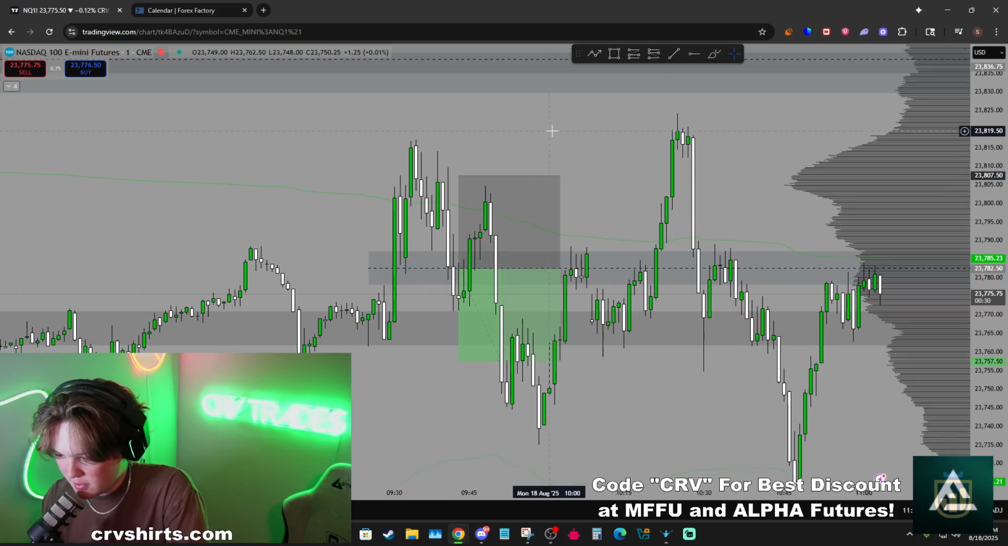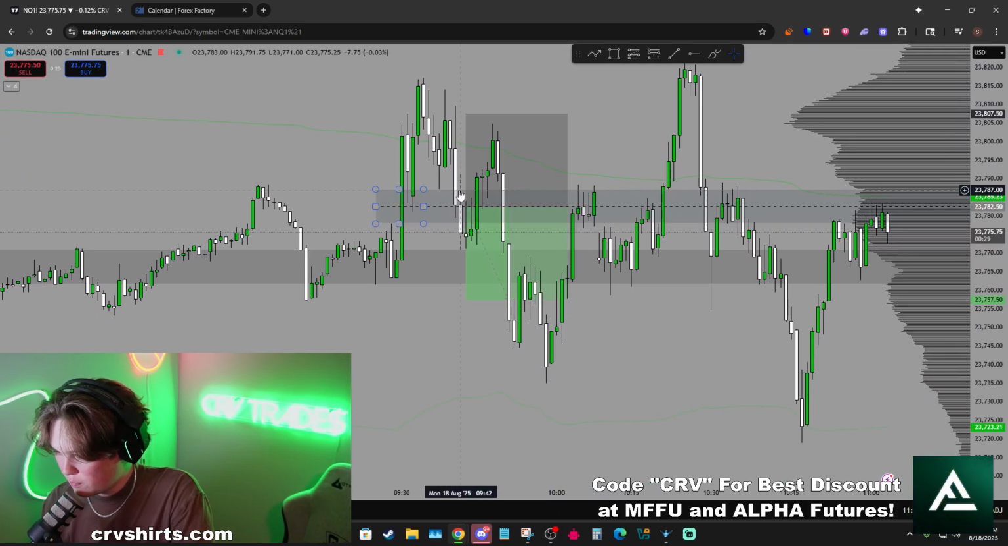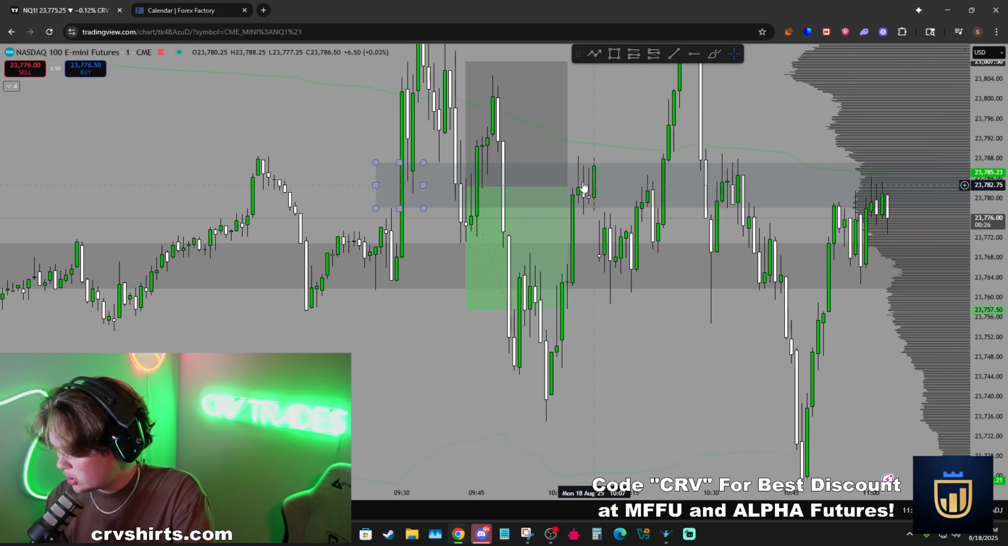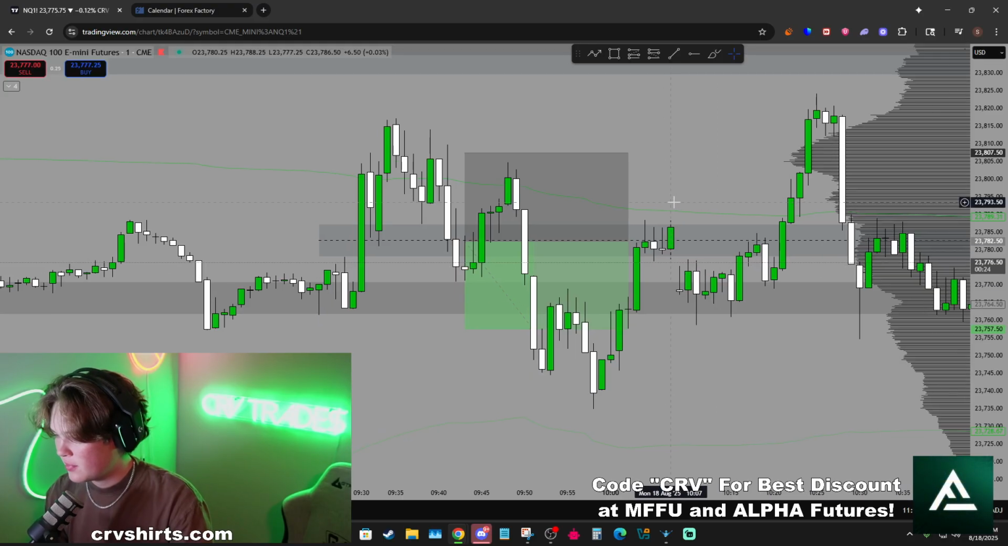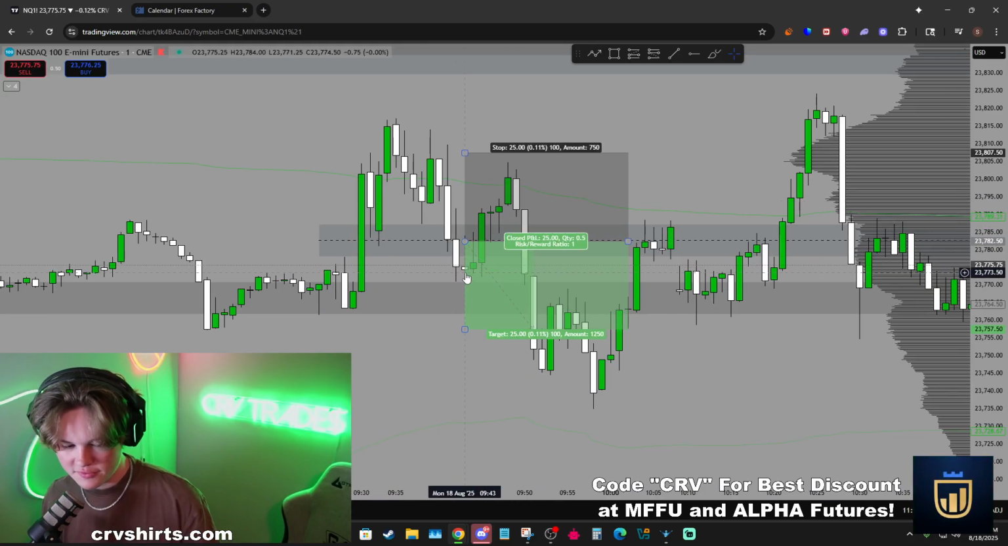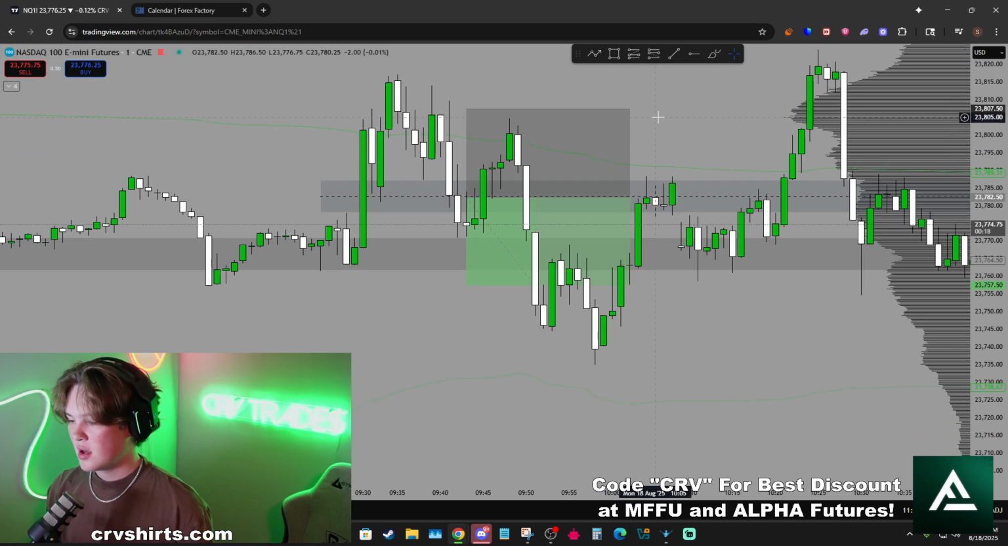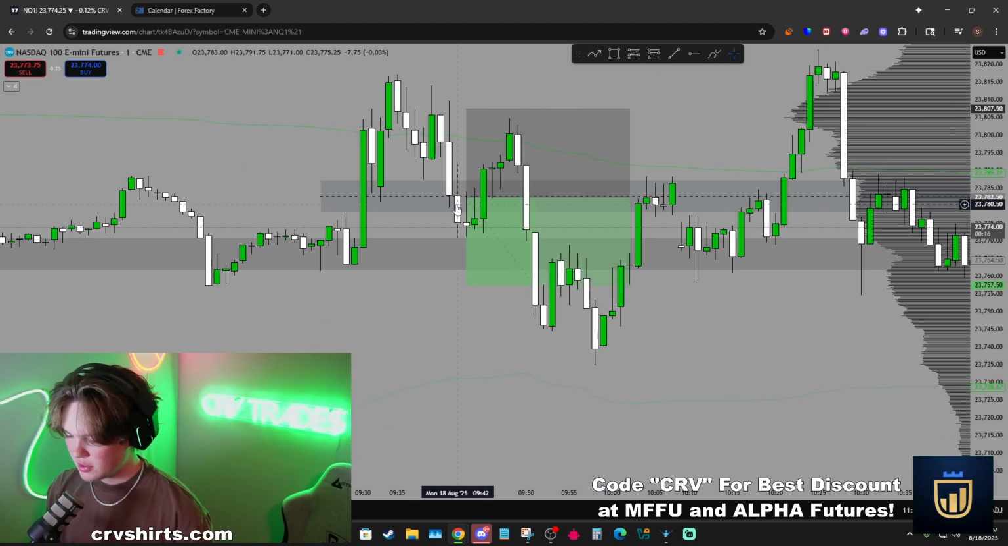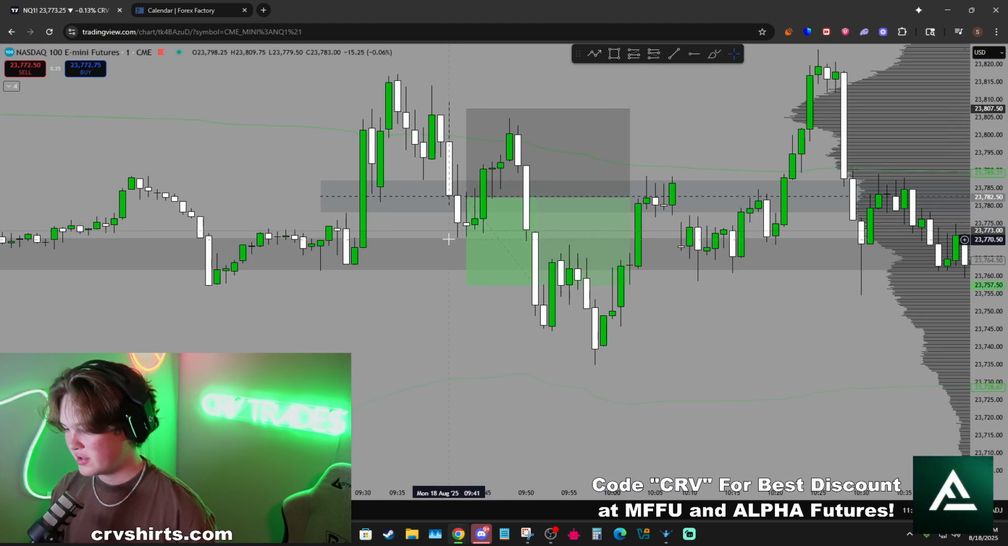So entering on the 1 minute, I'm looking for, basically, once we get a close below, as long as the candle looks bearish itself. I don't want to enter on a candle that has a super long bottom wick, even if we close below the 50%. That doesn't really make sense. But we closed below the 50%.